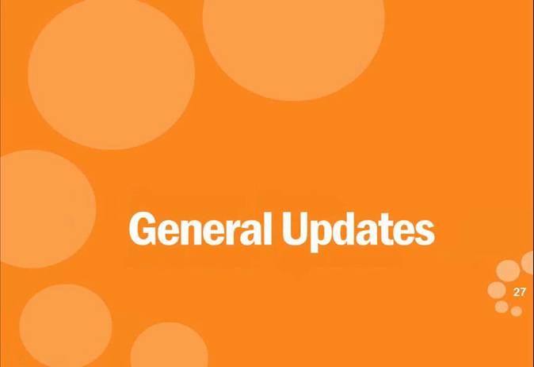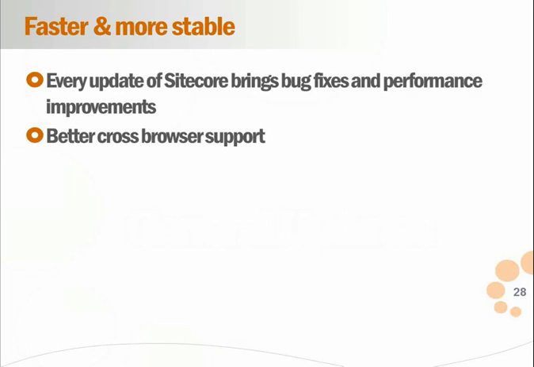And we've got a couple of general updates as well. Every Sitecore update brings bug fixes and performance improvements. This is true of pretty much any release, any update that Sitecore puts out, you're going to get additional performance and bug fixes. One thing that hasn't been spoken about too much by the community, but that I've personally found, is better cross-browser support. So using Chrome with Sitecore 6.6, there were some little nuances here and there, some funny behaviors, and I have found that with Sitecore 7 they seem to be less.